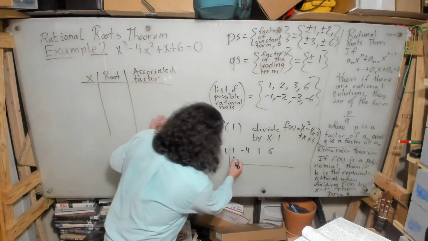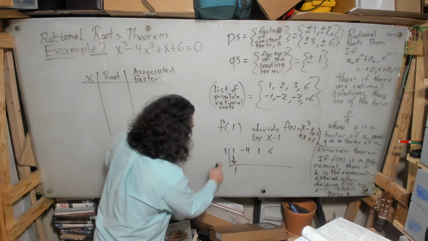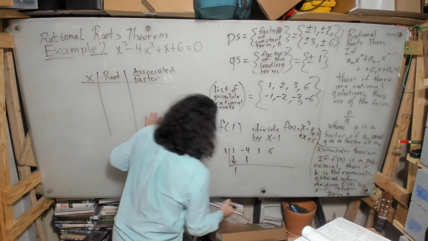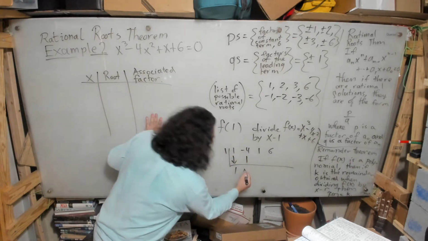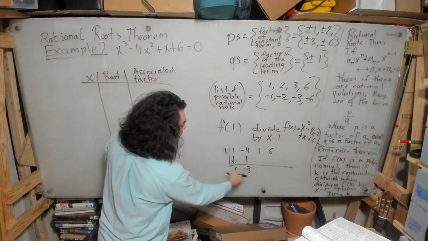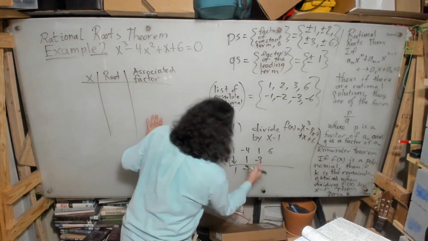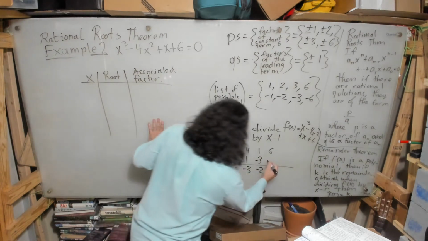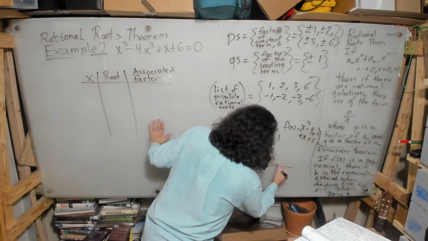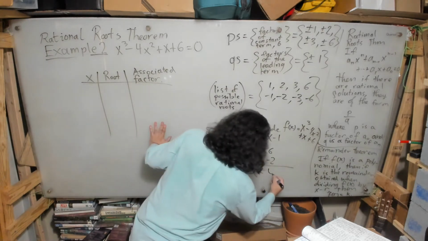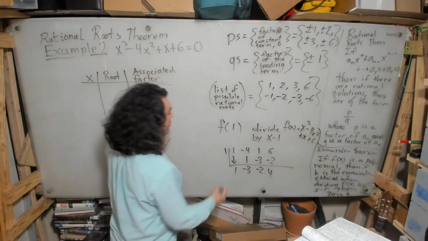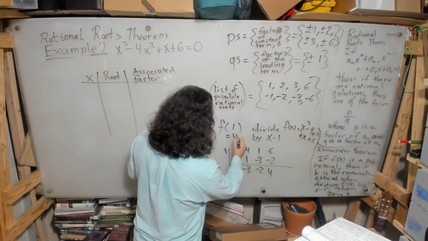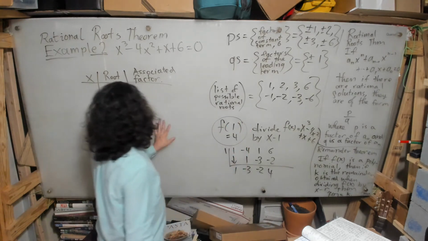I bring down my first number like this, and I get 1. 1 times 1 is 1. Negative 4 plus 1 is negative 3. 1 times negative 3 is negative 3. 1 plus negative 3 is negative 2. 1 times negative 2 is negative 2. 6 plus negative 2 is 4. f of 1 is therefore equal to 4. Okay?